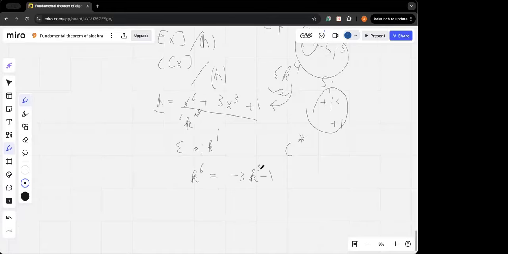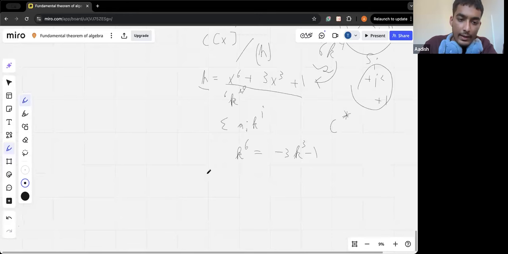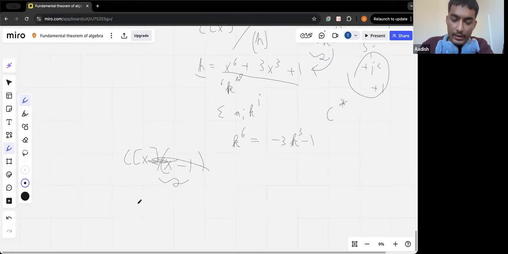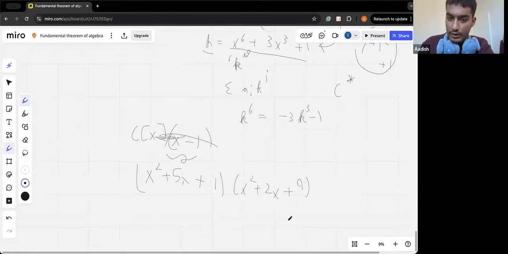Okay, so first of all, one thing I'll fix here: x minus 1 already has a root. So you can't go on and say I'll take C[x] mod x minus 1. And suppose we started with, say, x square plus 5x plus 1 times x square plus 2x plus 9 or whatever. Okay, this does have roots, but ignore that.